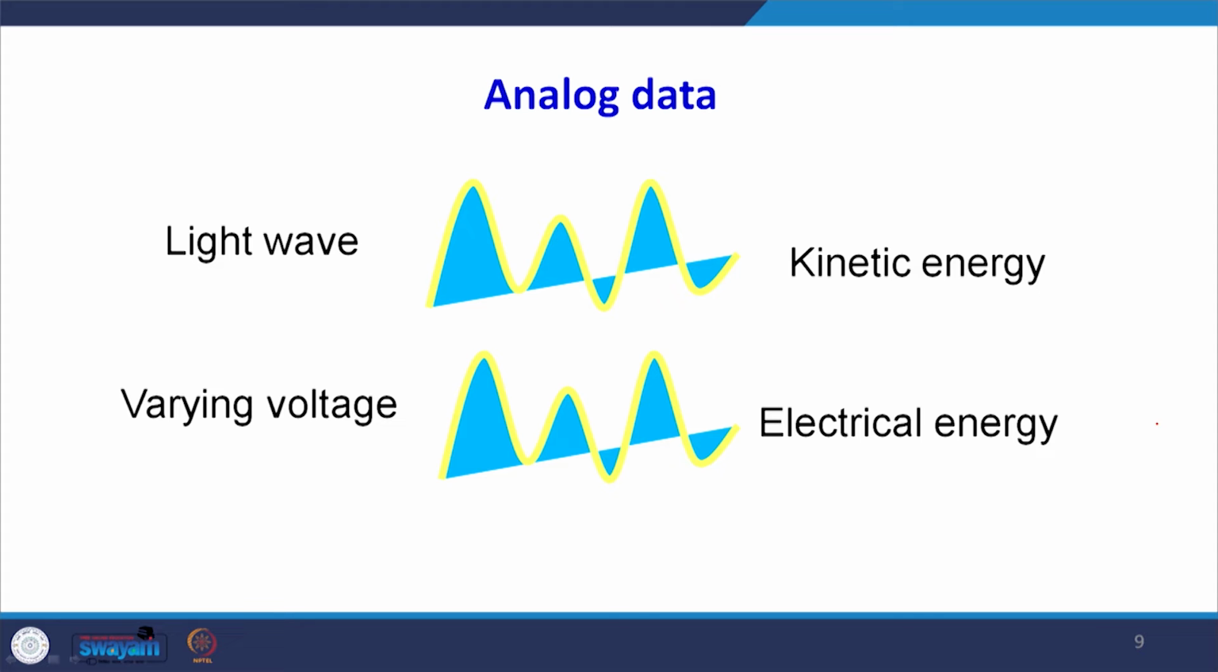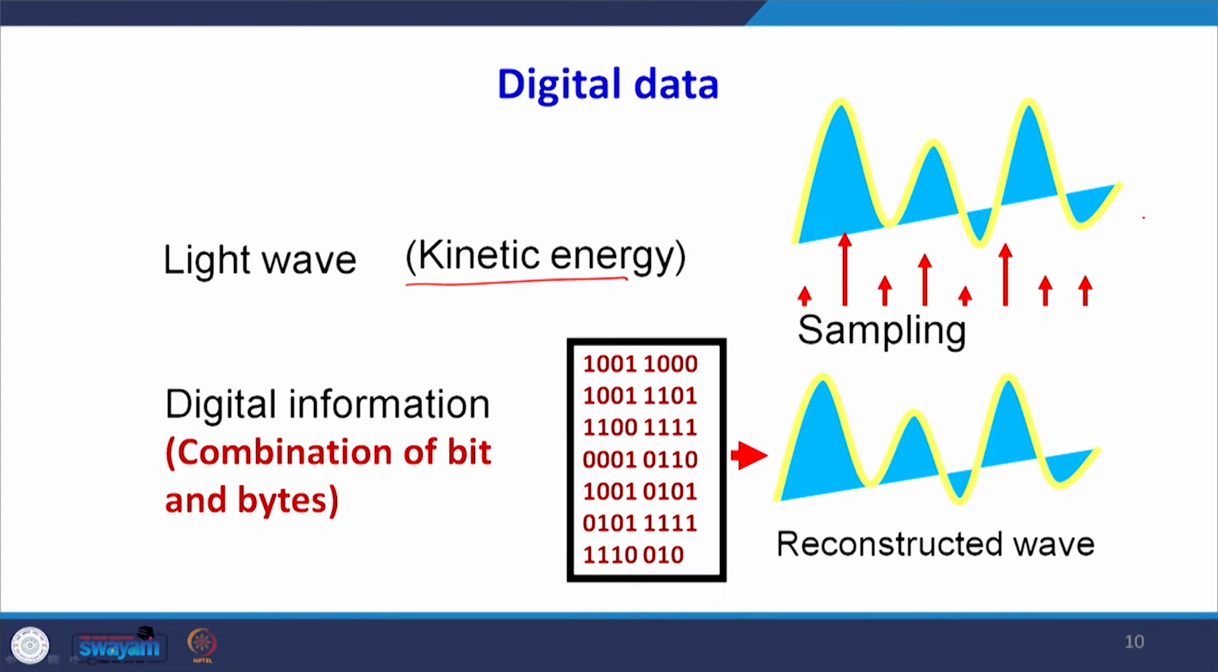This is the diagram which shows how the analog signal, which consists of light waves moving in the form of a sine wave, is converted to varying voltage, that is what we call electric energy. Now, this analog signal is converted into a digital signal. So, these analog signals are captured by the digital device and then converted into digital data, and this digital data is now stored in some digital media. So, this light wave, the kinetic energy travelling in the form of a sine wave, is converted to digital information.